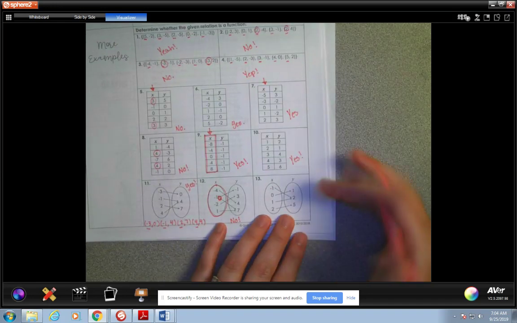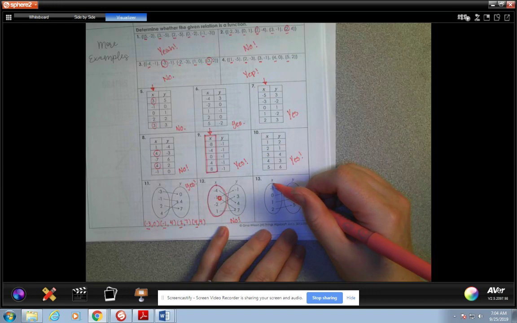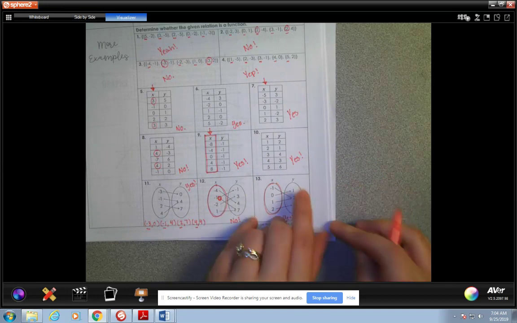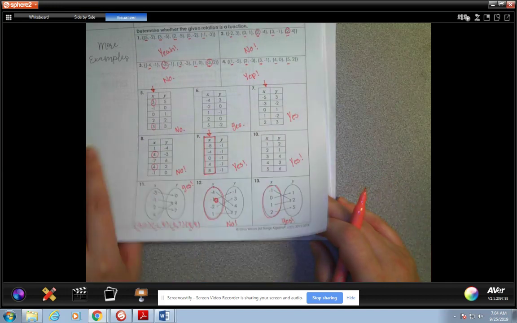All right, and then 13, we're looking at the x circle only. I don't see any points over here, so yes, this is a function. All right, let's go ahead and turn to the back now.